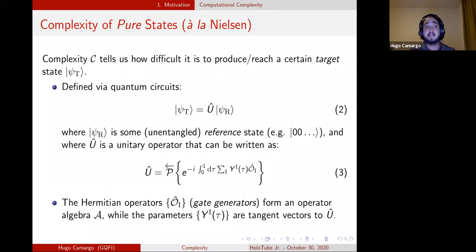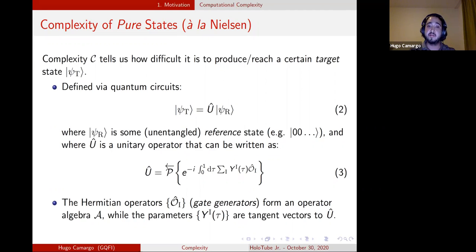Now, one can do the analysis of what happens, for example, in a qubit system. But for the purpose of this talk, I'm going to focus on what happens when we have a large number of, when we have a continuous, trying to go to the continuum of degrees of freedom. So in this sense, we look at the unitary not made up of single gates, but rather as an exponential of more elementary operations. And this unitary operator can be written as this path-ordered exponential, where we have certain gate generators which form a closed algebra, and we have some parameters that are the tangent vectors of this unitary operator.